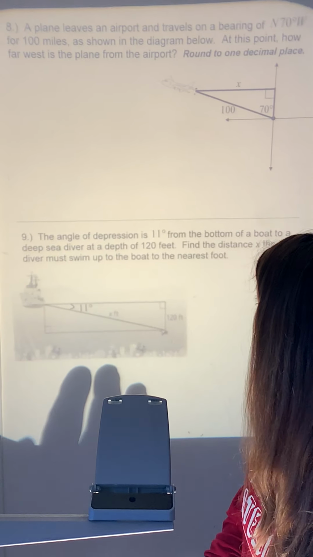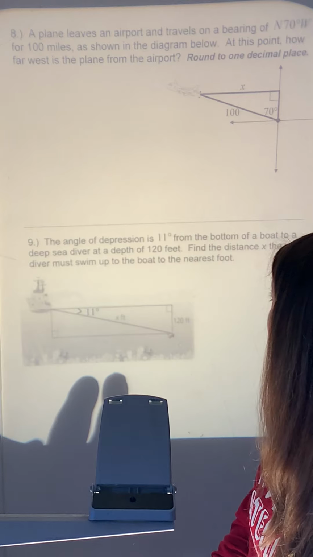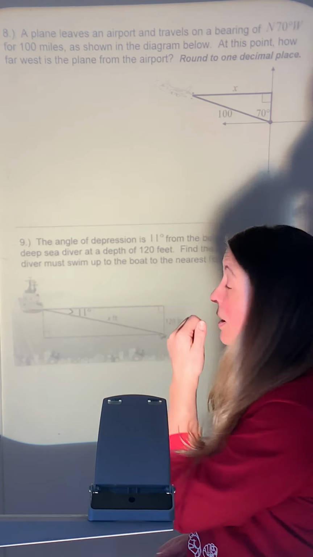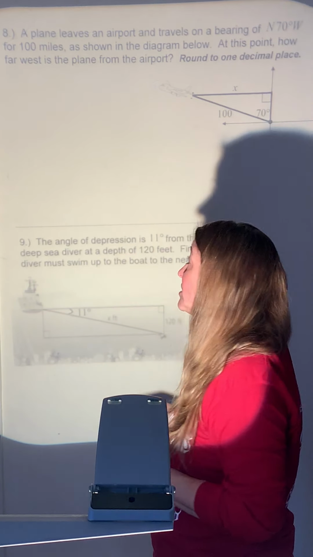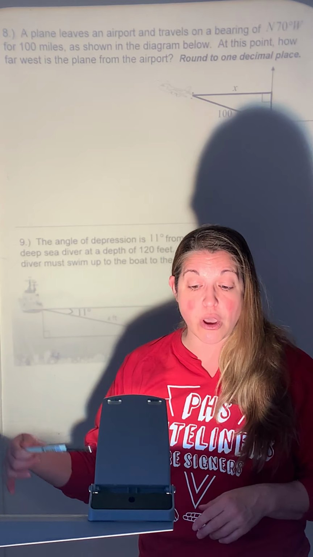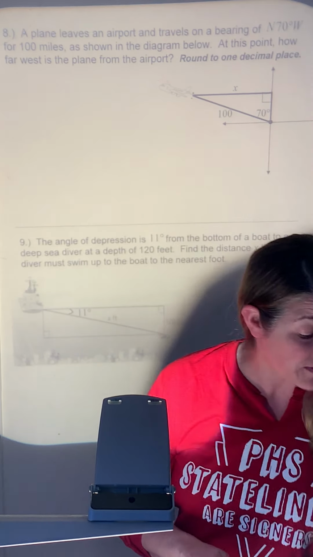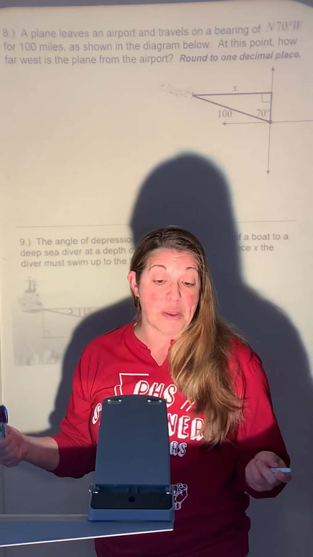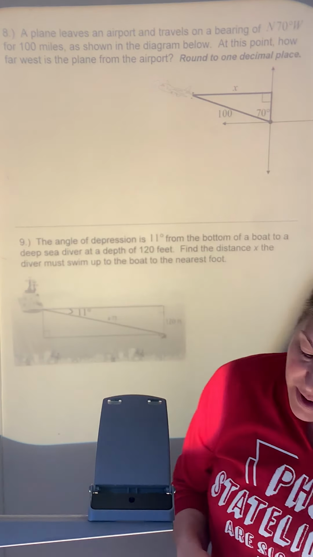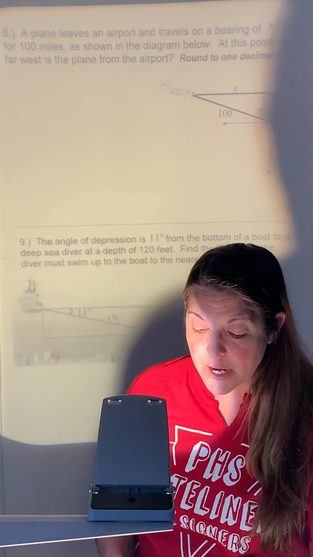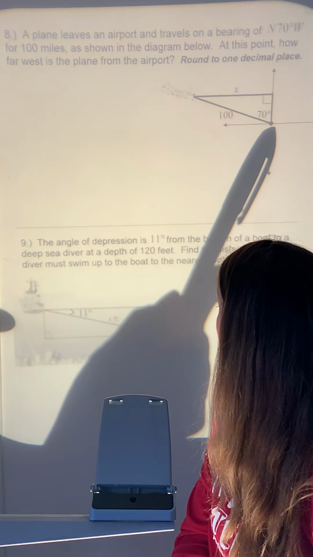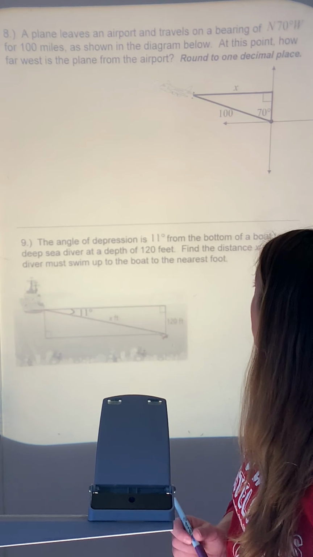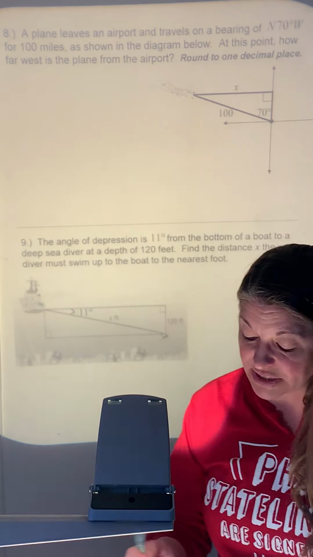All right, so number 8. Now number 8 is a little bit different than we've been doing before. These problems are popular in physics, or if you go into some upper level maths, we talk about bearings. Or actually, if anybody's interested in flying, you'll work with bearings. So this is one way to do bearings. We have a plane that leaves an airport. Here's our little plane, here's the airport. A plane leaves an airport and travels on a bearing of north 70 degrees west.